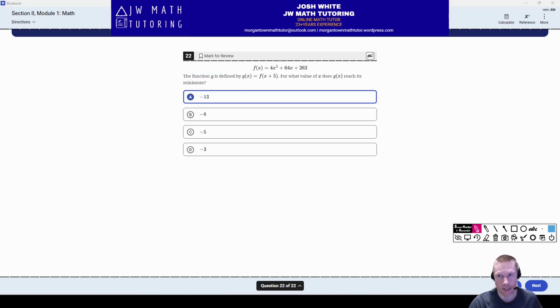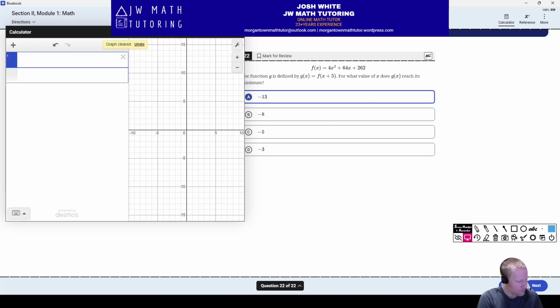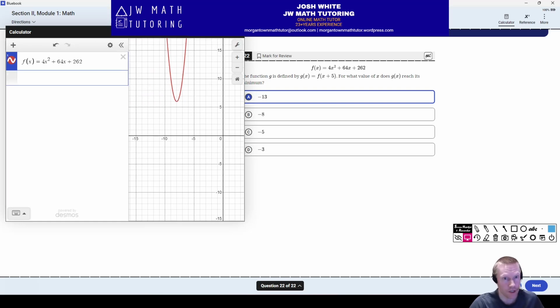All right, so let's look at the Desmos approach. So we've got our original function here. Now, at this point, you could actually just look at this and say, oh, the vertex is -8. It's f of x plus 5, so it shifts to the left 5, so -8 minus 5 is going to be -13. And if you recognize that, that's fine. You click A, you're done.